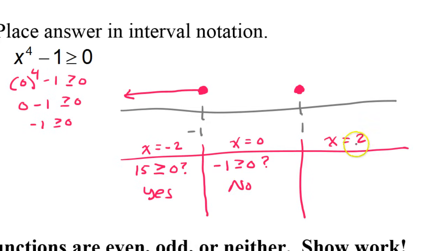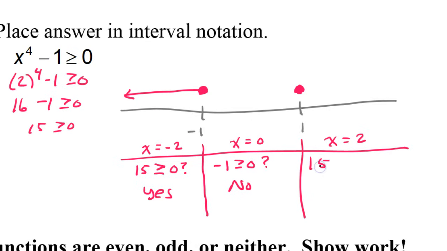Well, what if I put in +2? That's going to be just like what I had before. If I put in +2 to the 4th power, again that's going to be positive 16 minus 1. Again, that's going to be 15. Is that a true statement? Yes, just like it was before. So that means 2 is a solution, which means everything over here is going to be a solution.